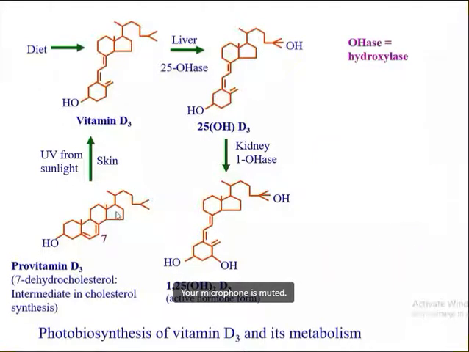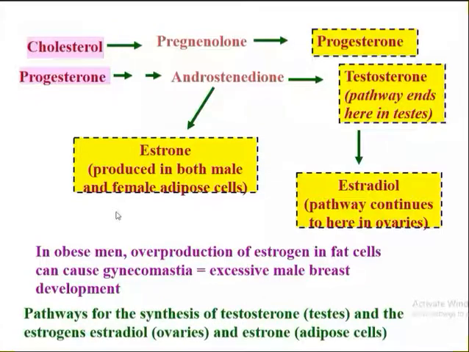Cholesterol, pregnenolone, progesterone. Progesterone, androstenedione, testosterone pathways here in the testes, whereas in the ovary the estradiol pathway continues here in the ovaries. Estrone is produced in both male and female adipose cells. Remember estrone. Now, from androstenedione three hormones are produced: estrone, testosterone, and estradiol.